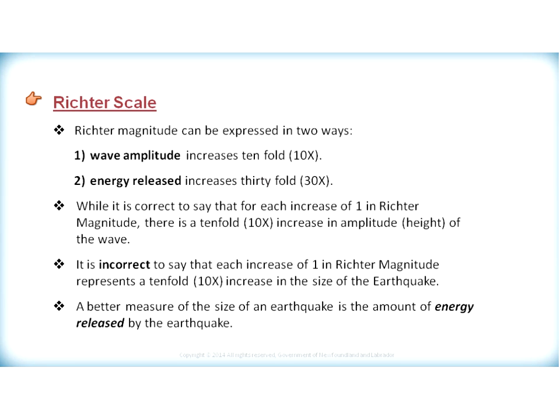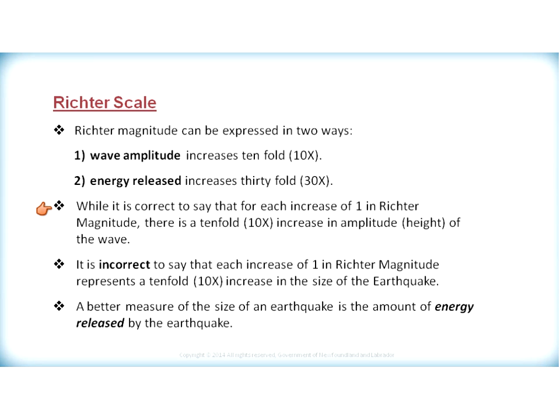When we look at Richter magnitude, it can be expressed in two ways. Richter magnitude could be expressed according to wave amplitude, and wave amplitude increases tenfold. That is 10 times more amplitude for every increment of 1 on the Richter scale. The Richter magnitude can also be looked at according to energy released, and the energy released increases 30-fold, which is 30 times more energy released with each increment of 1 on the Richter magnitude scale.